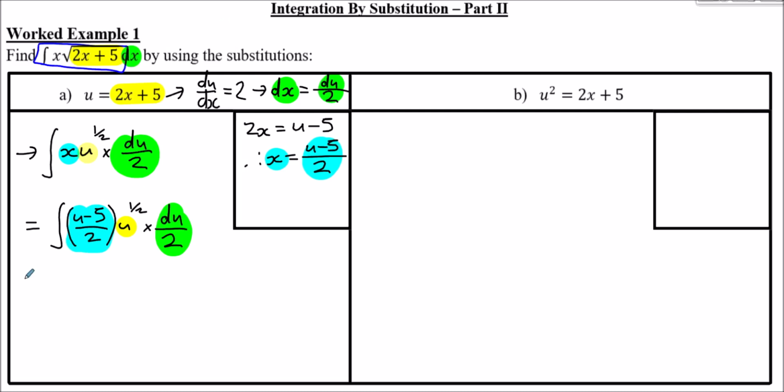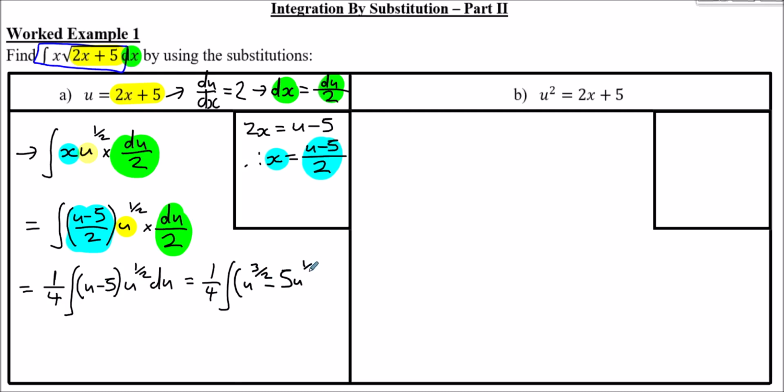We can now set to work. So dividing by a half and dividing by a half here, so I'm going to have a factor of a quarter coming out, which I'll take out now. So I'm going to have a quarter u minus 5 multiplied by u to the 1/2 with respect to u. So now if we just expand this, that's going to give a quarter. U times u to the 1/2 will be u to the 3/2, then minus 5 u to the 1/2 with respect to u.